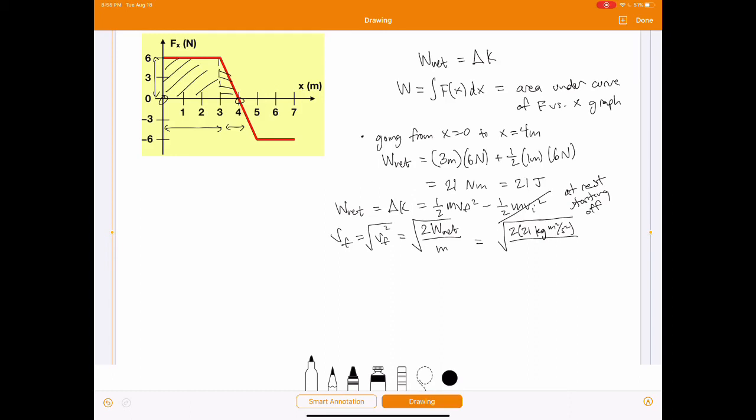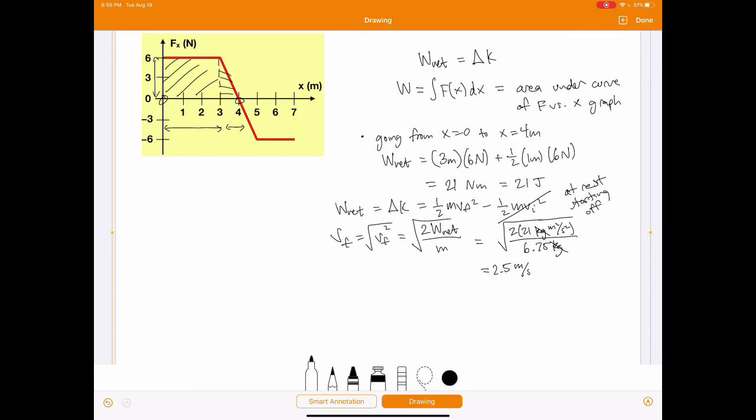And then what's the mass of our object? The mass, yes, is 6.75 kilograms. So notice what happens to the units. Kilograms go away. And then when we square root it, we're going to be left with meters per second. And if you round it off to 1 decimal place, this works out to about 2.5 meters per second.